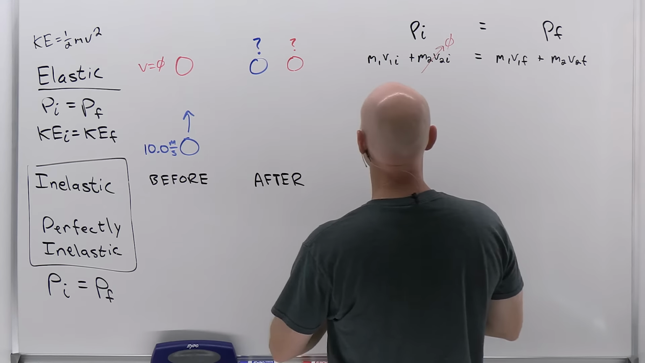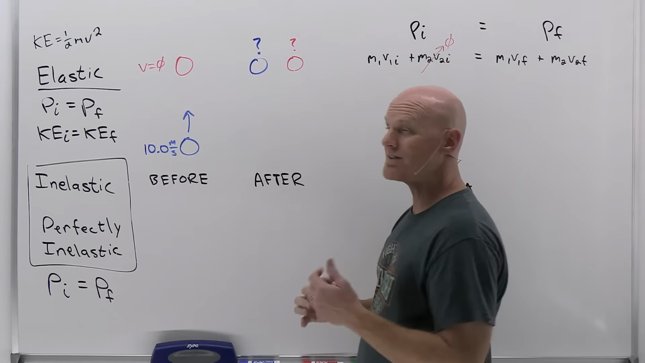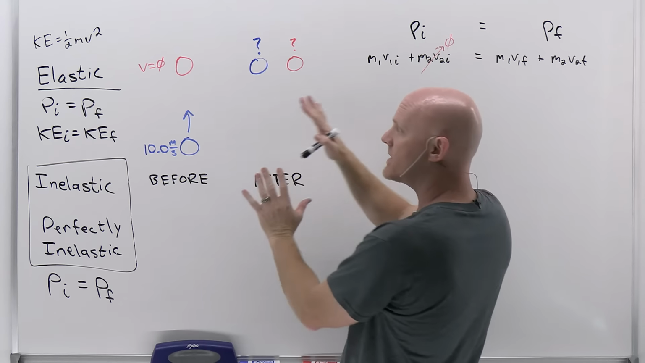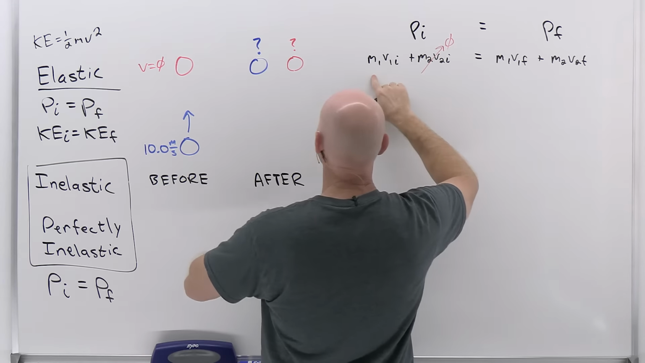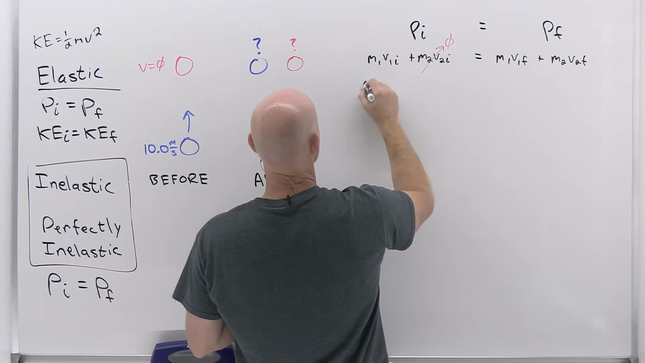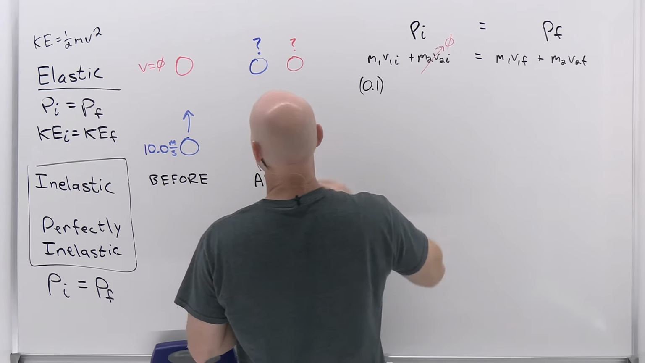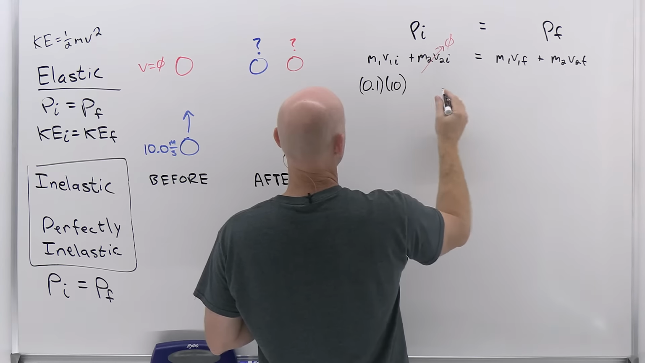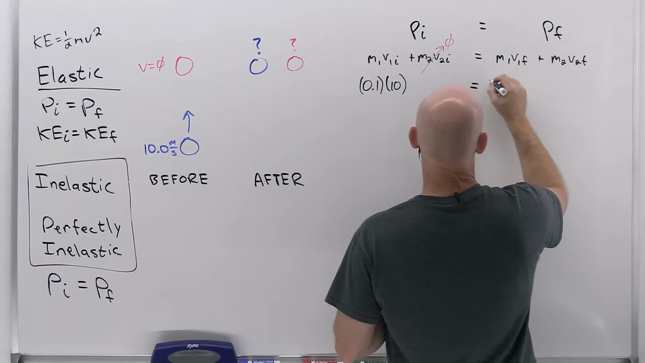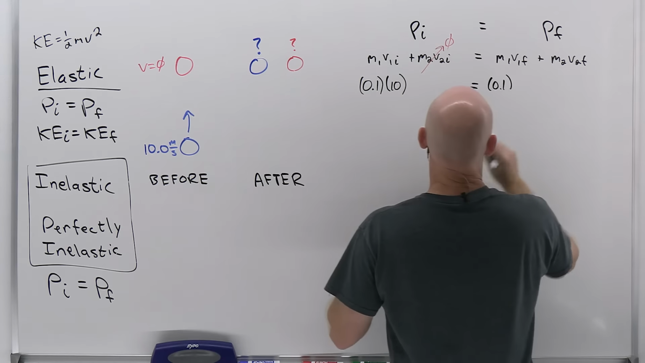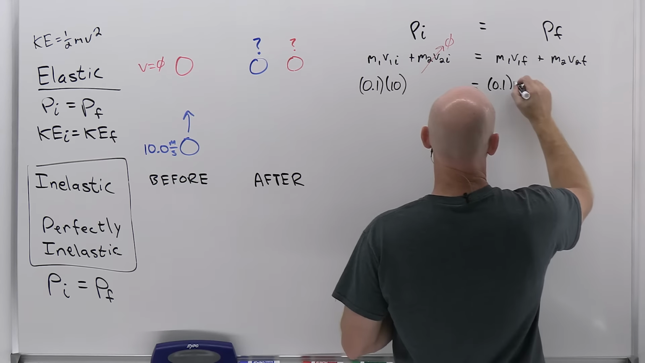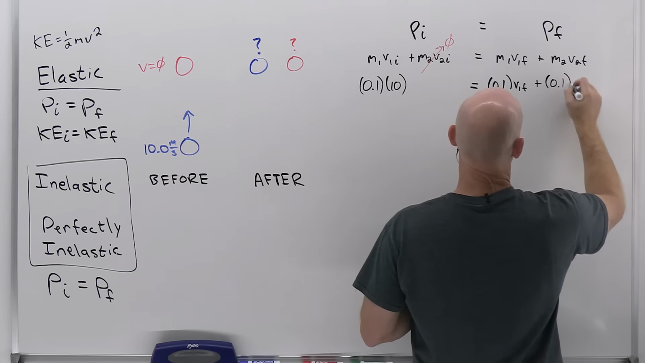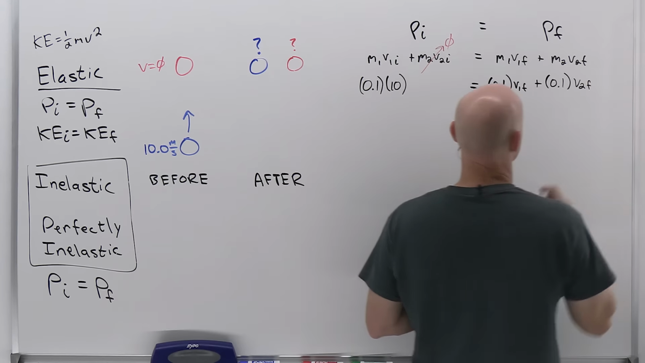Okay, and then we can do some plugging and chugging, and I'm going to leave off all the units because we've got a lot of algebra to do, and the units just get in the way, but I'm using all SI units for everything. So for mass, 100.0 grams is going to be 0.1 kilograms. And so we're going to have 0.1, and then the initial velocity of 10 meters per second for the blue ball. And then that's going to equal, again, 0.1, and then we don't know the final v1 velocity, and then 0.1 for the red ball, and we don't know the final velocity for that either.